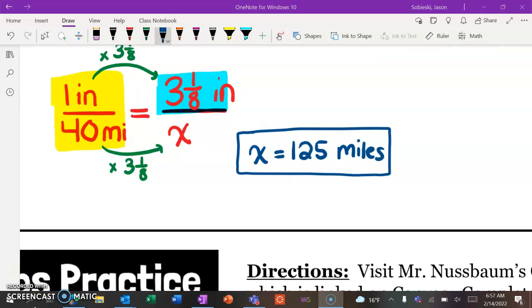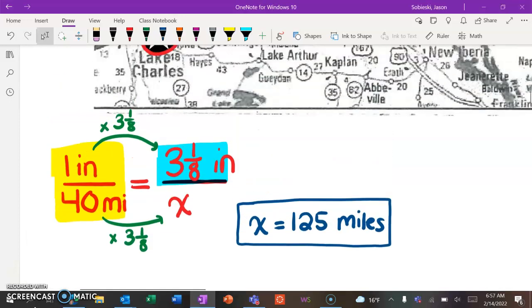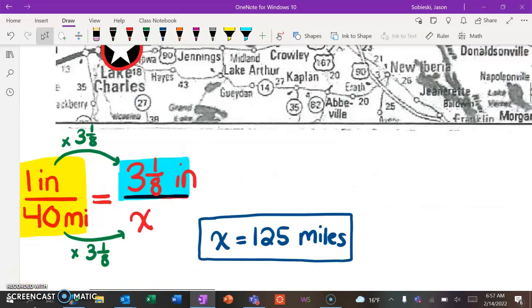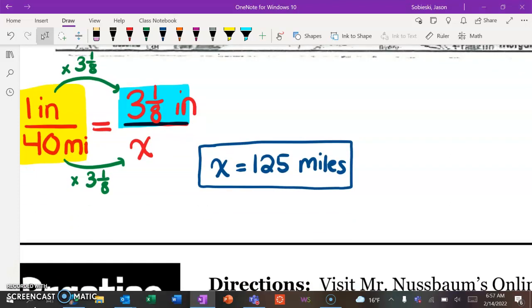Okay, so hopefully we're getting 125 miles for that. If you got that, that's awesome. Again, that makes sense, right? Because both of these cities are in the same state. It's not a crazy high number or crazy low number, so that seems realistic.